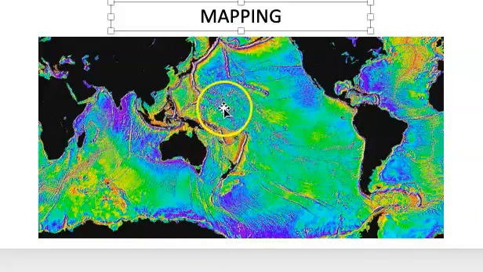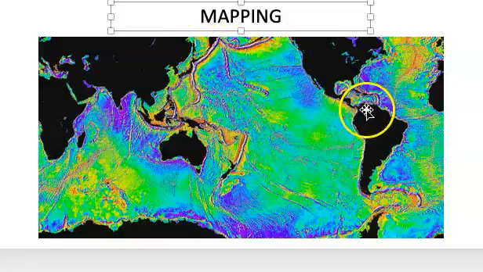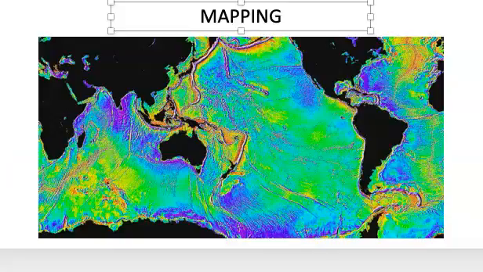This particular map was made this way, and you can see the entire ring of fire on it, plate boundaries. It's quite beautiful. Also, ships have only mapped a tiny fraction of the seafloor, so we actually can get more done and in a more efficient way when we use a satellite.